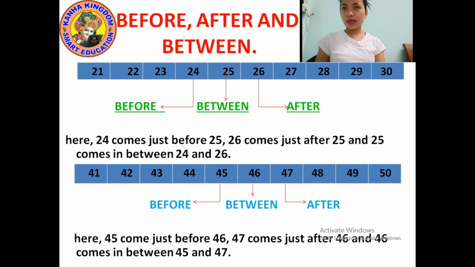Okay, in the first picture I mark 24, 25, 26 as before, between, and after. So this picture says that 24 comes just before 25, 26 comes just after 25, and 25 comes in between 24 and 26. In the second picture I mark 45, 46, 47 as before, between, and after. So 45 comes just before 46, 47 comes just after 46, and 46 comes in between 45 and 47. Okay students? Okay.